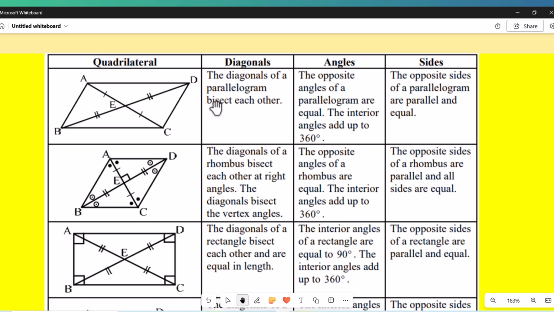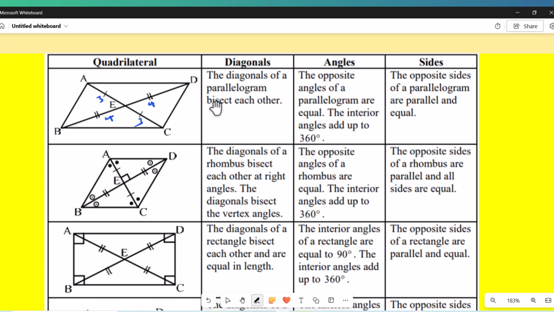What do you mean in this case? That if this is 4, it's going to be 4 here as well. If this is 3, it's going to be 3 here. Because to bisect means you're dividing into 2 equal parts. So these are the diagonals, BD and AC. They bisect each other.